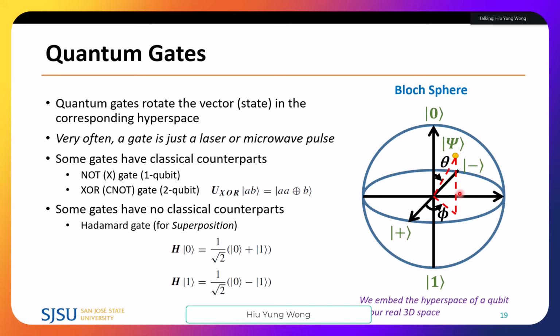Then what is a quantum gate? A quantum gate is nothing but a change of the state of the system, right? And so you're just rotating on this Bloch sphere if it is one qubit. If it is multi-qubit, you cannot see it on the Bloch sphere, but it has its hyperspace. It lives in its hyperspace, and it is still rotating in that space. Okay, so it's just a rotation.